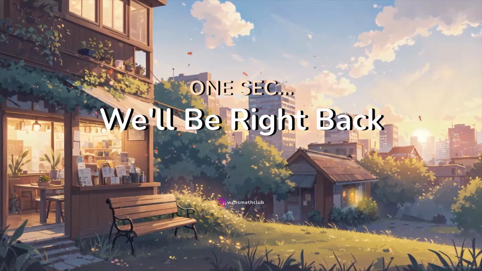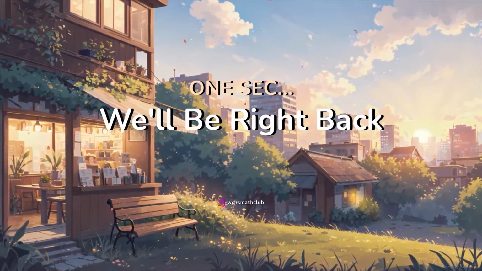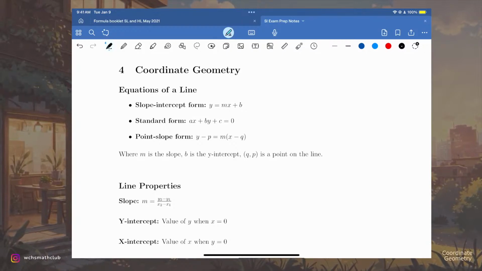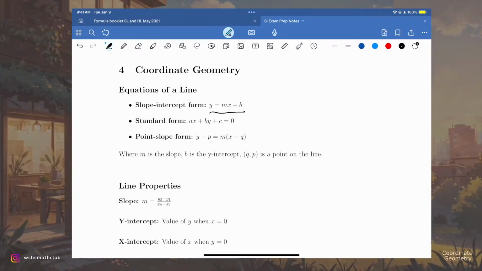Alright, so the next section will be coordinate geometry. Coordinate geometry, well, the most basic thing that we have to figure out is equations of a line. There's actually one equation missing here, but I'll get into that in a second. The first one is the most basic equation of a line that we usually cover, and that is y equals mx plus b right here.